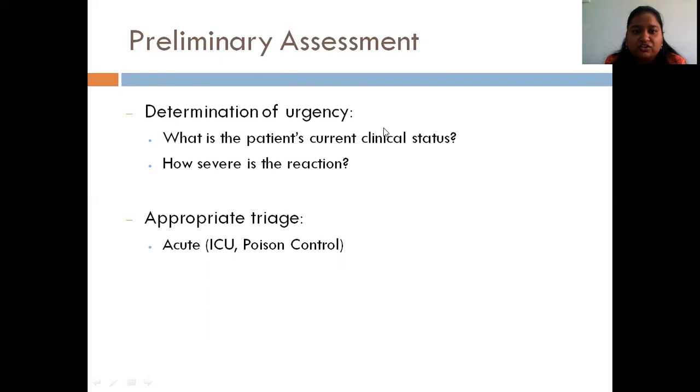Next is the determination of the urgency. What is the patient's current clinical status and how severe are the reactions? With proper triaging of the case and the patient's condition, we will divide it into acute or serious. If it is serious and the ICU or a poison control unit is involved, then there is a serious problem. Then the patient has to be shifted into the ICU and a proper case study followed.